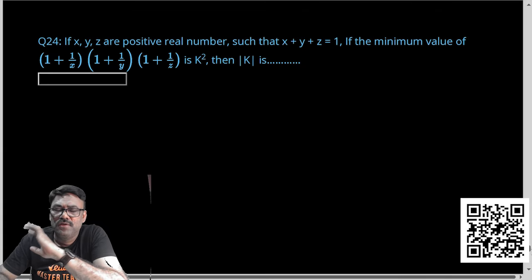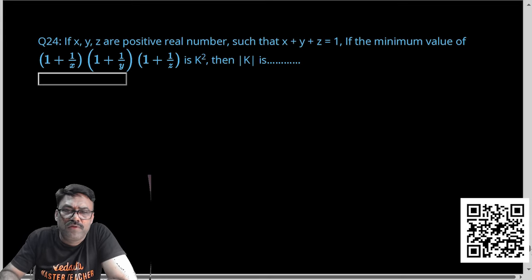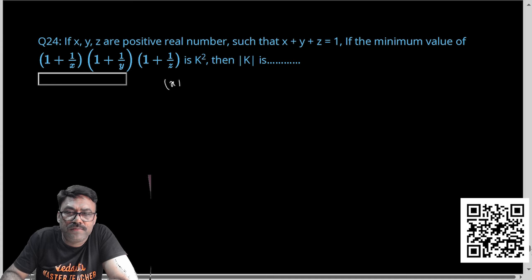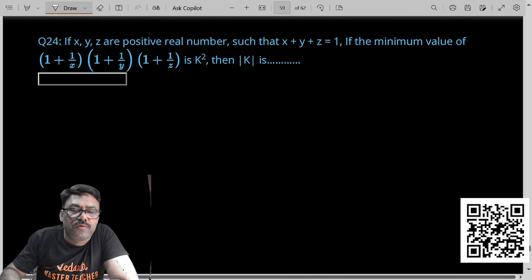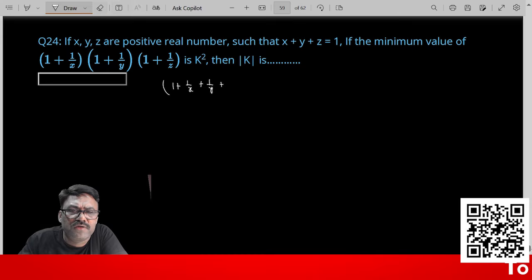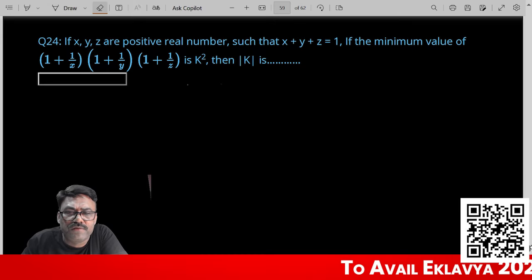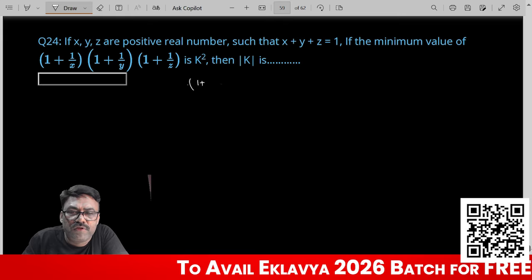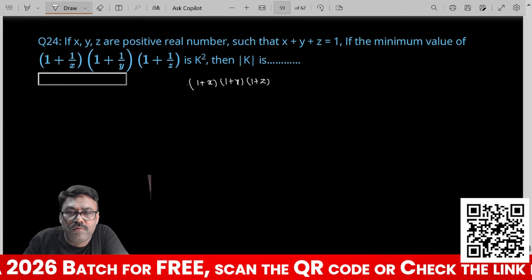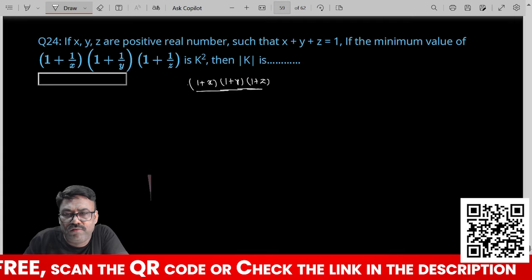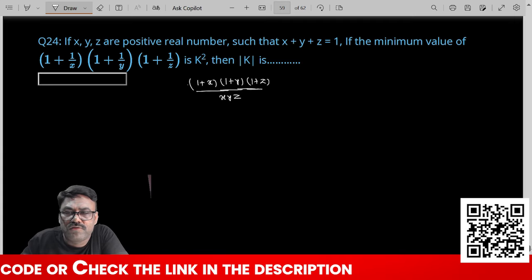Just to do it quickly. But in case you want to go by process, let's multiply these three brackets. Let's multiply just the first two brackets first. So I will get 1 plus 1 by x plus 1 by y plus 1 by z, or in fact I should write it as 1 plus x, 1 plus y, 1 plus z over x, y, z. This seems better. Now just multiply the numerator.